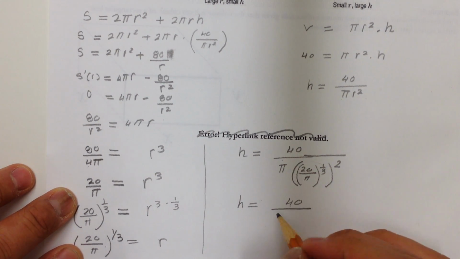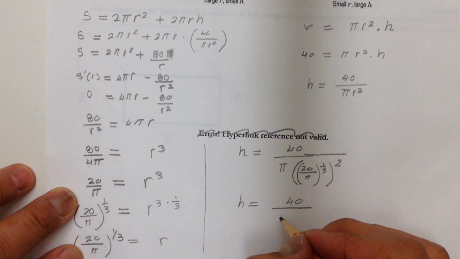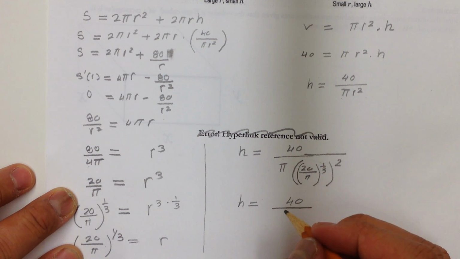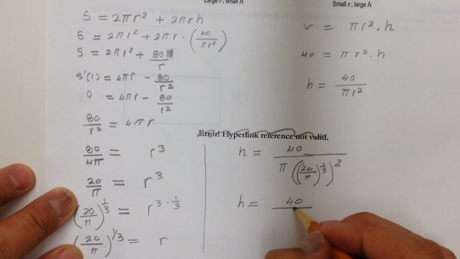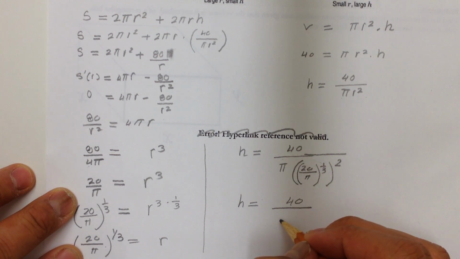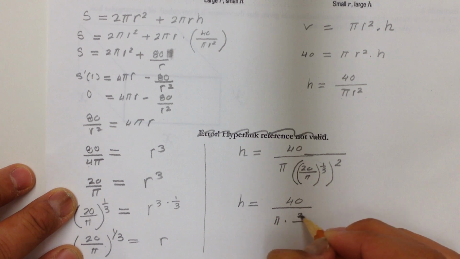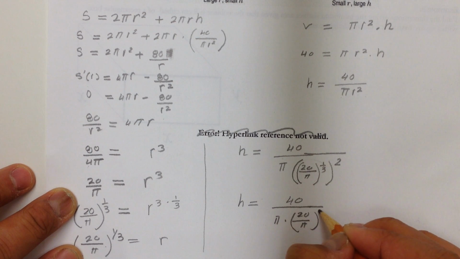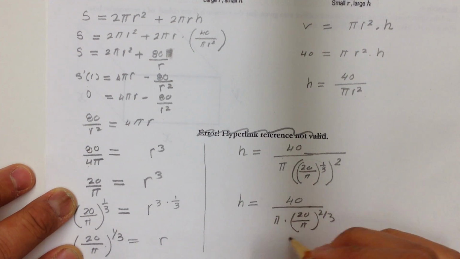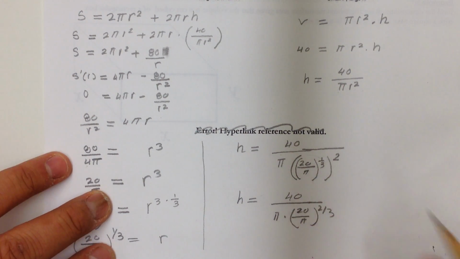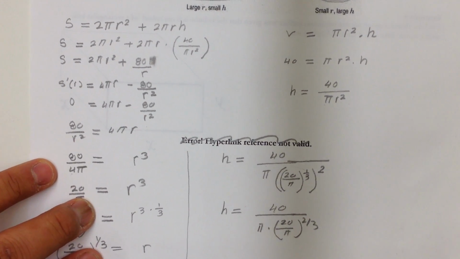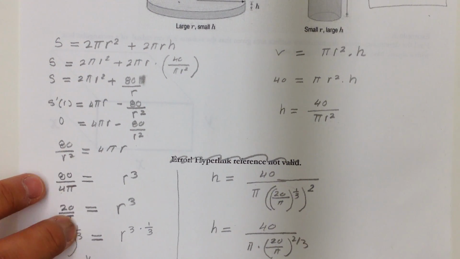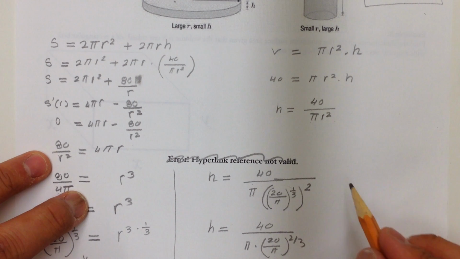We get 40 over, not too nice, but it's manageable. We're going to get 40 over pi times 20 over pi to the 2/3, and that's H. That's the height that will basically minimize the surface area while maintaining 40 inch cubed of volume.